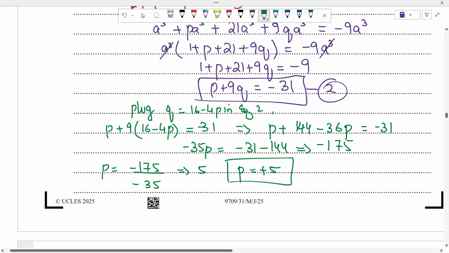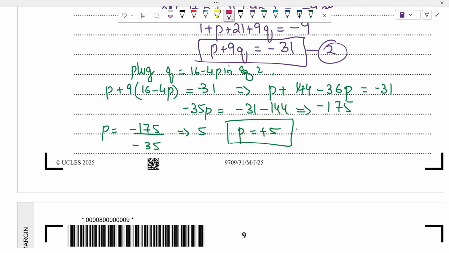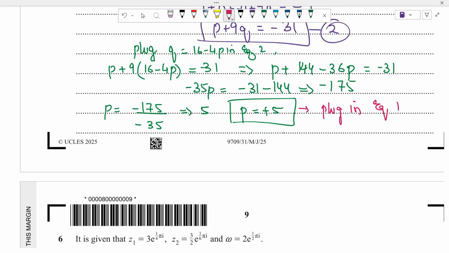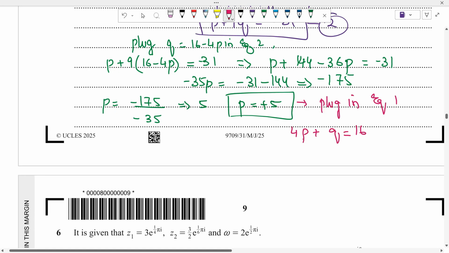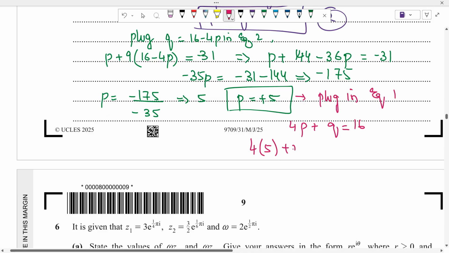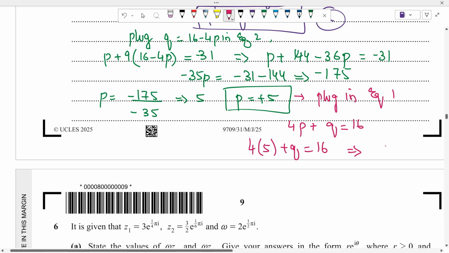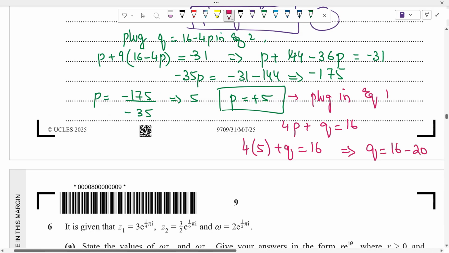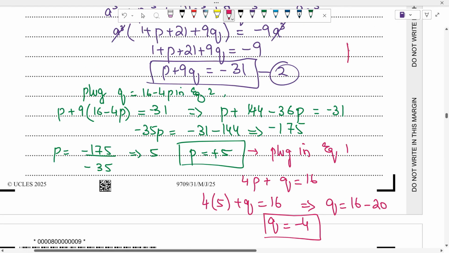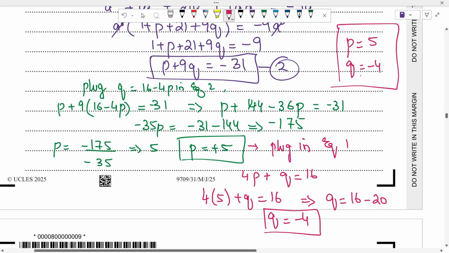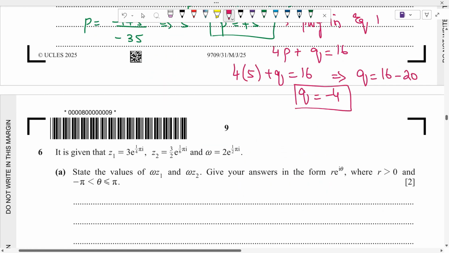Now plug this p in equation 1. Equation 1 is 4 times p plus q is equal to 16. So 4 times 5 plus q equals 16, and we have q equals 16 minus 20. So q is equal to negative 4. So we have calculated the values of p and q, which are p equals 5 and q equals negative 4. So these are the required values. Now let's move to question number 6.